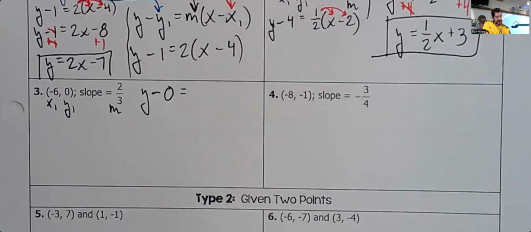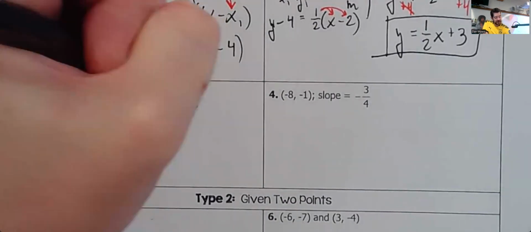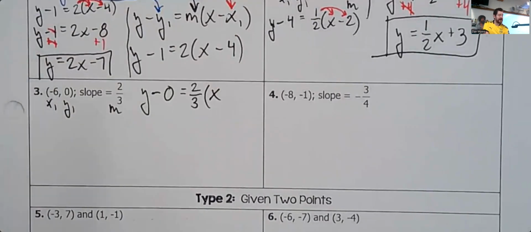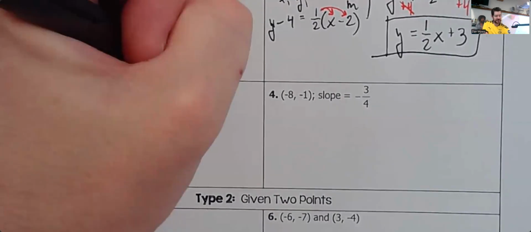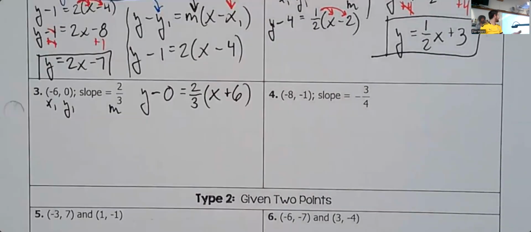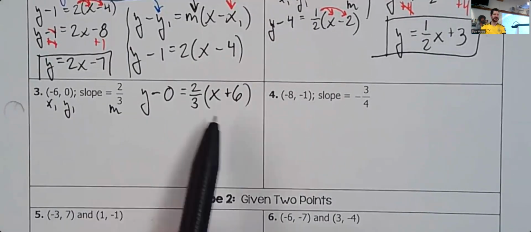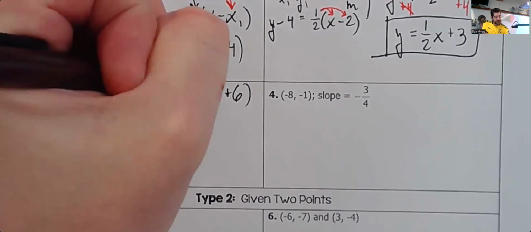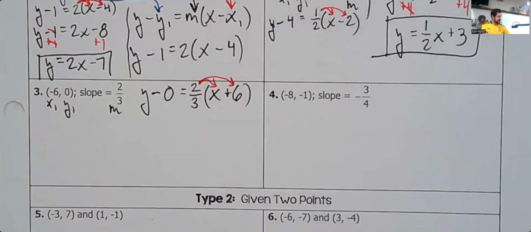Equals the slope 2/3, and then parentheses X minus -6. What would be an easier way to write it? X plus 6. Good. X minus -6 would be a little bit easier to write as plus 6 because two negatives make the plus. All right, so we're going to distribute 2/3 to X and 2/3 to 6.